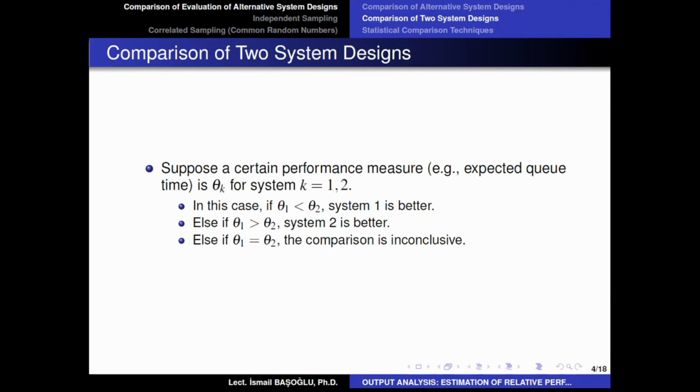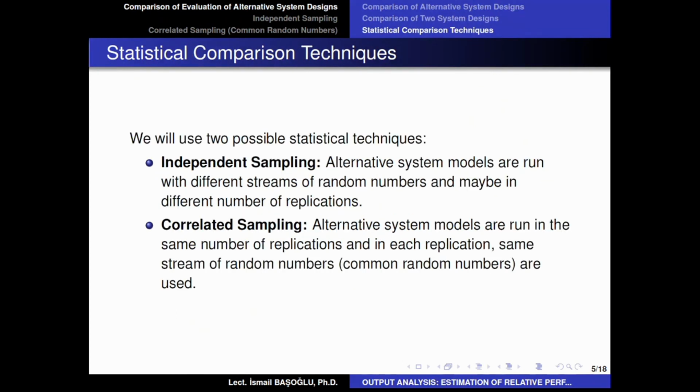So I will just say that, for example, my null hypothesis is theta 1 equal to theta 2, and my alternative hypothesis is theta 1 is not equal to theta 2. And I'm going to apply a t-test for that with the simulation. However, at this point, we need to say that there may be two different statistical techniques that I will be able to use, which are called independent sampling and correlated sampling.